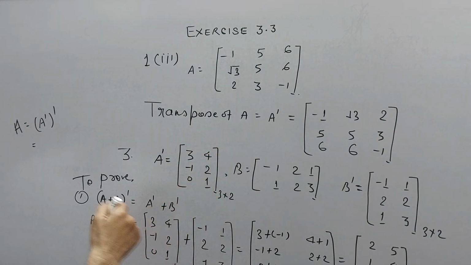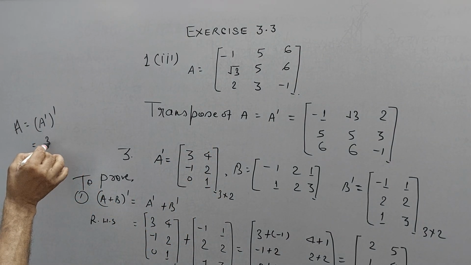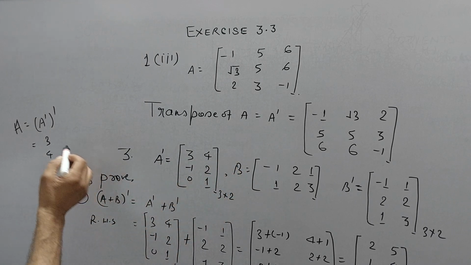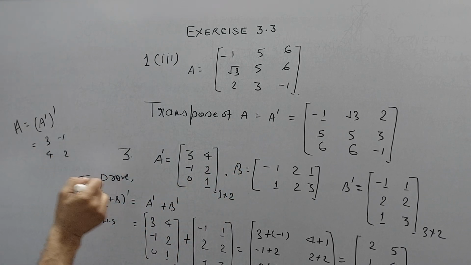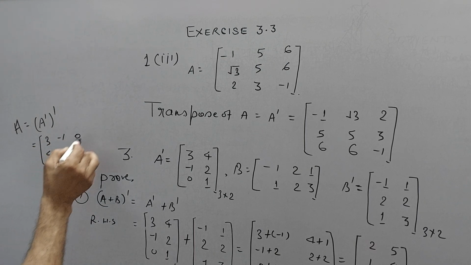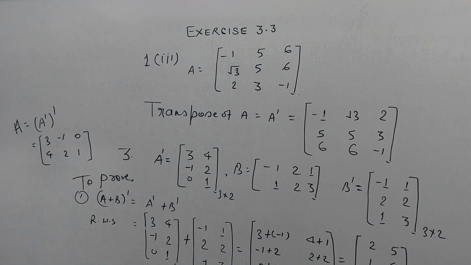The first row becomes the first column, so the first row is 3 4, the second row is minus 1 2, and the third row is 0 1. The third row becomes our third column. So in this way, we get 3 4 minus 3 4 minus 1 2.